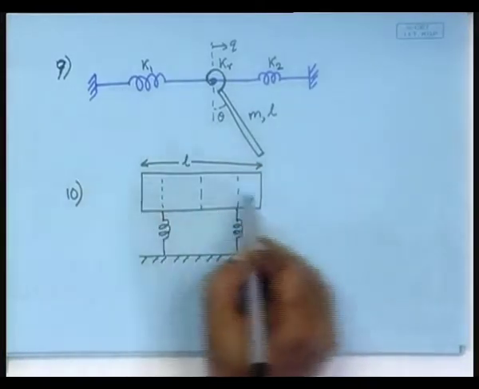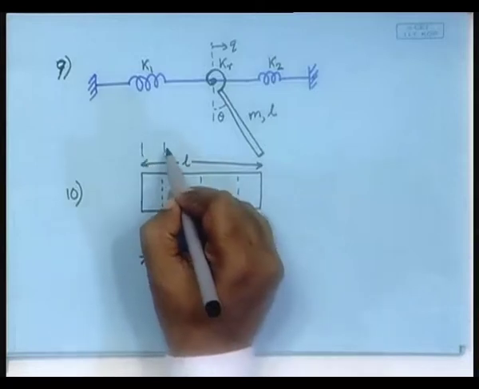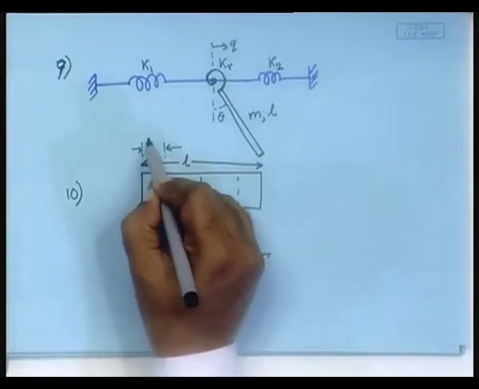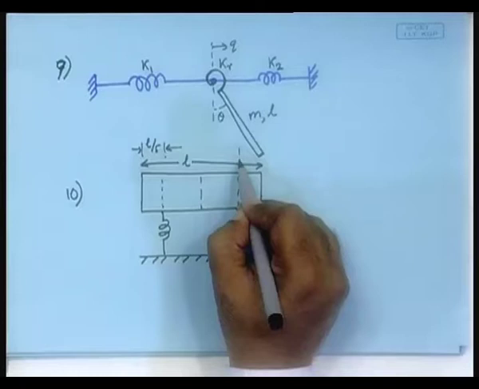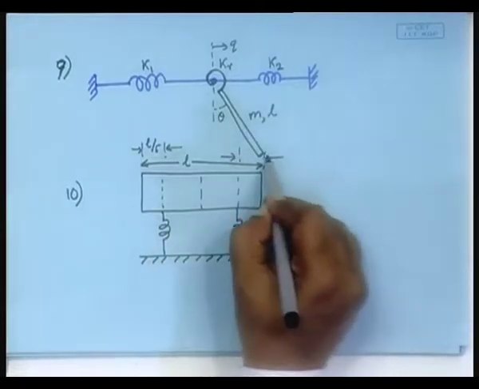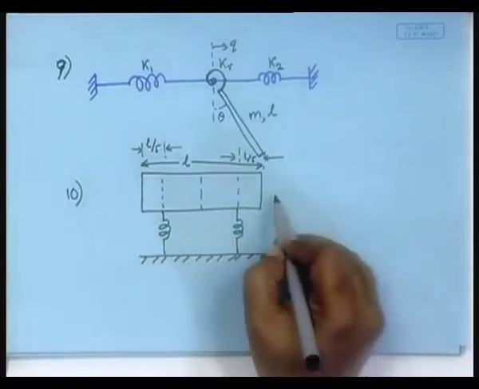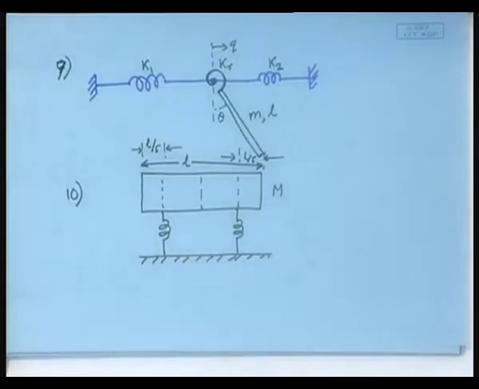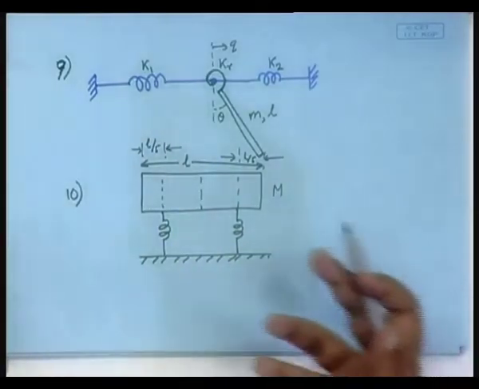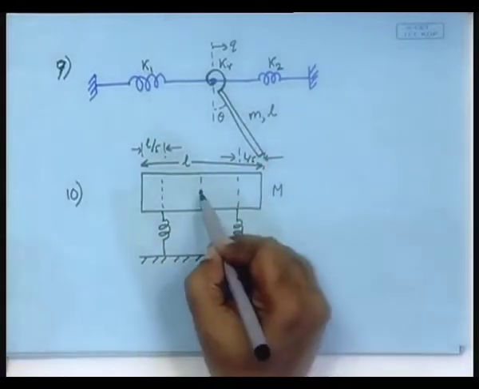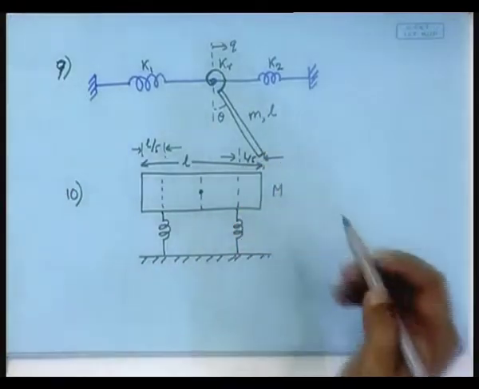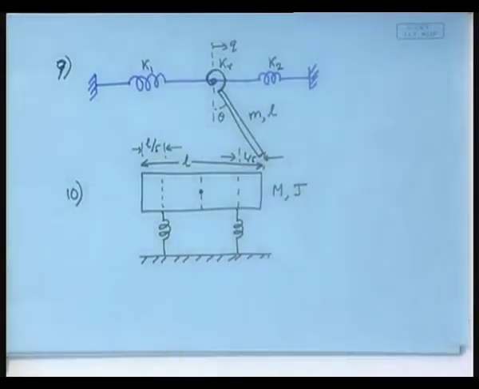Out of that, these two are symmetrically placed. This is L by 5 and this is also L by 5, and the whole thing has a mass m. You will also need the rotational motion. There will be a rotational motion, another degree of freedom. So, you will also need the moment of inertia there.